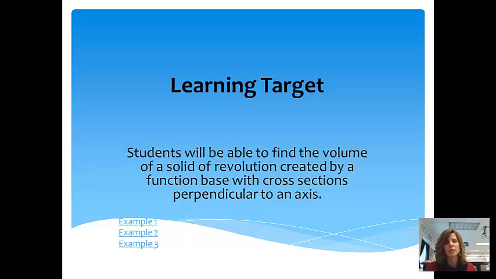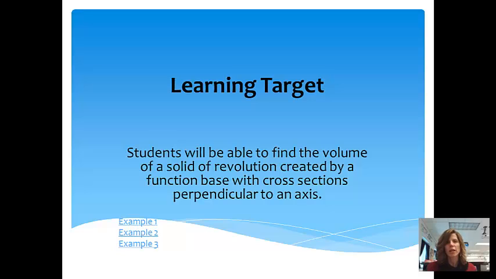We still are going to start with the two-dimensional shape, but what we are going to be doing is making cross sections either perpendicular to the x-axis or the y-axis. All right, I'm going to start with showing you some examples so you have an idea of what it's going to look like in 3D when we do this.